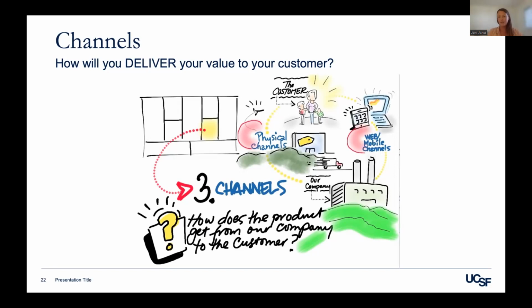There's often OEM, which is original equipment manufacturer, where you're selling a product that they'll incorporate into another piece of hardware. So again, it's about understanding these channels of how your product gets from your company to your customer.